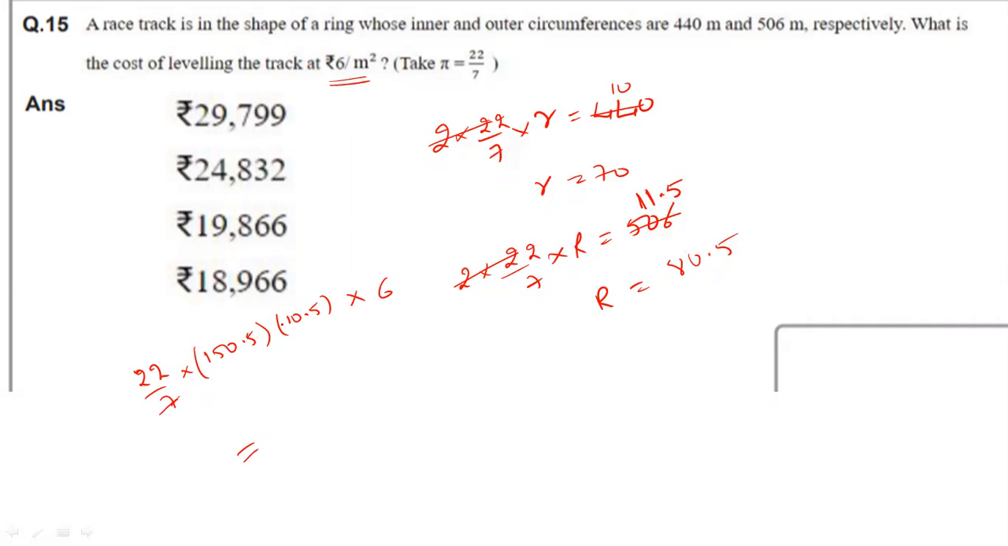So this is 7 into 1.5 here. So this is 22 into 150.5 into 9. 22 nines is 198. So if this is 200, it is nearly 30,000. So it should be just less than 30,000, and the best answer here is 29,000 something. Now move on to the next question.